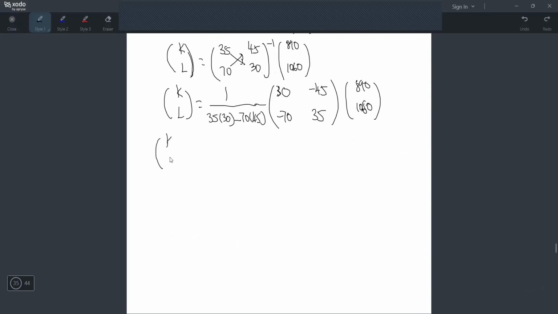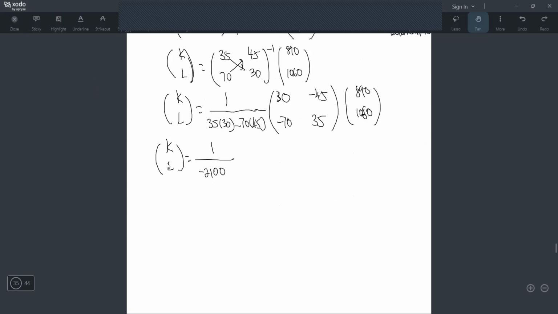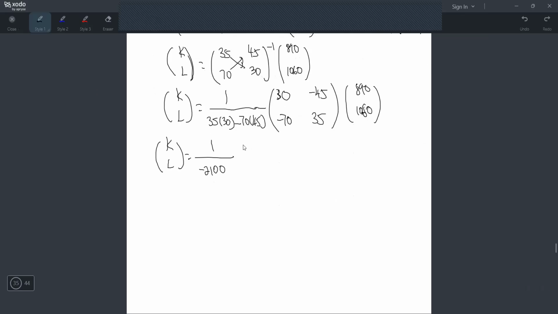At KL equals to 1 over, okay, press this whole thing, right? And then you will get your determinant. So what is your determinant? Okay, my calculator gives me negative 2100. So that is your determinant, right? And what if one day your determinant you get 0? It means your inverse does not exist, because if your determinant is 0 it means you can't solve it, right? But this one is not 0 lah, so obviously you can solve it.